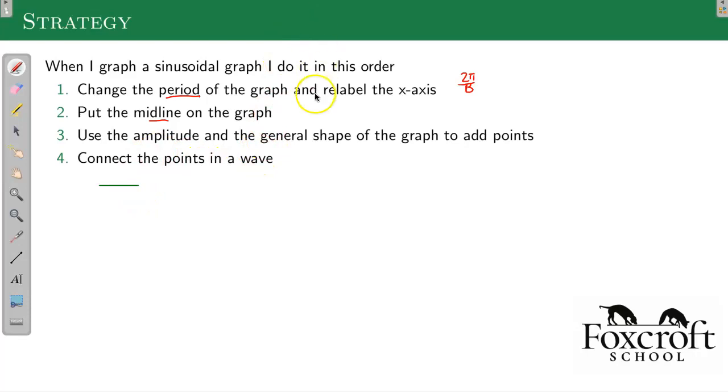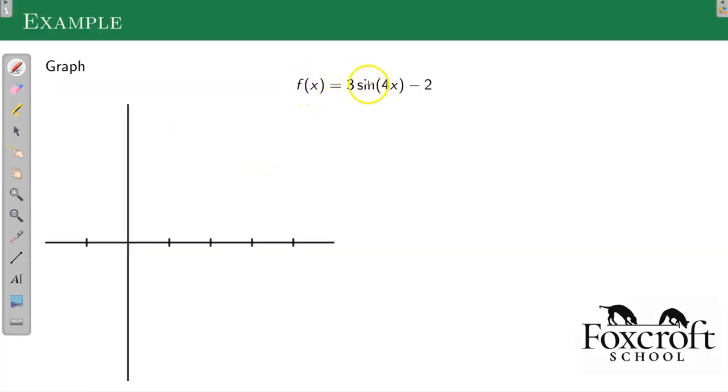So let's go through the whole process with 3 sine of 4x minus 2. The first thing I want to do is label this x-axis. Normally these are our 4 quadrants, but once we start changing this value, these are not the 4 quadrants anymore. They're related. But the thing I know is that the period of this graph, how often this graph repeats, is 2 pi over b, which simplifies to pi over 2. So right away, I know I'm going to put pi over 2 at this far right tick mark.